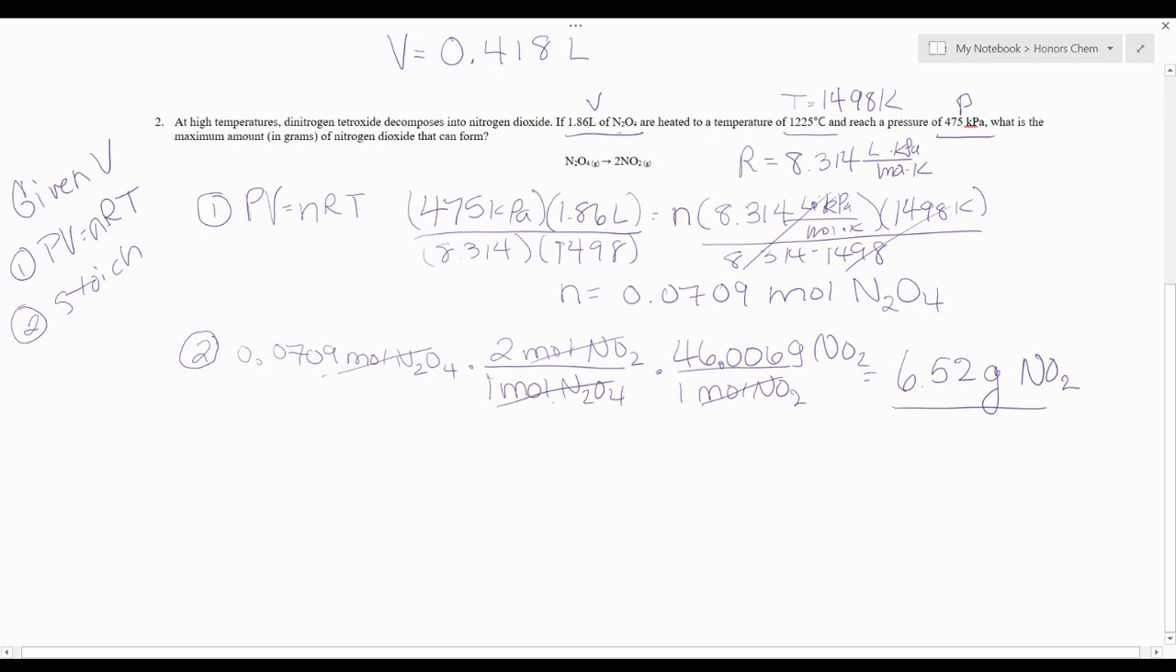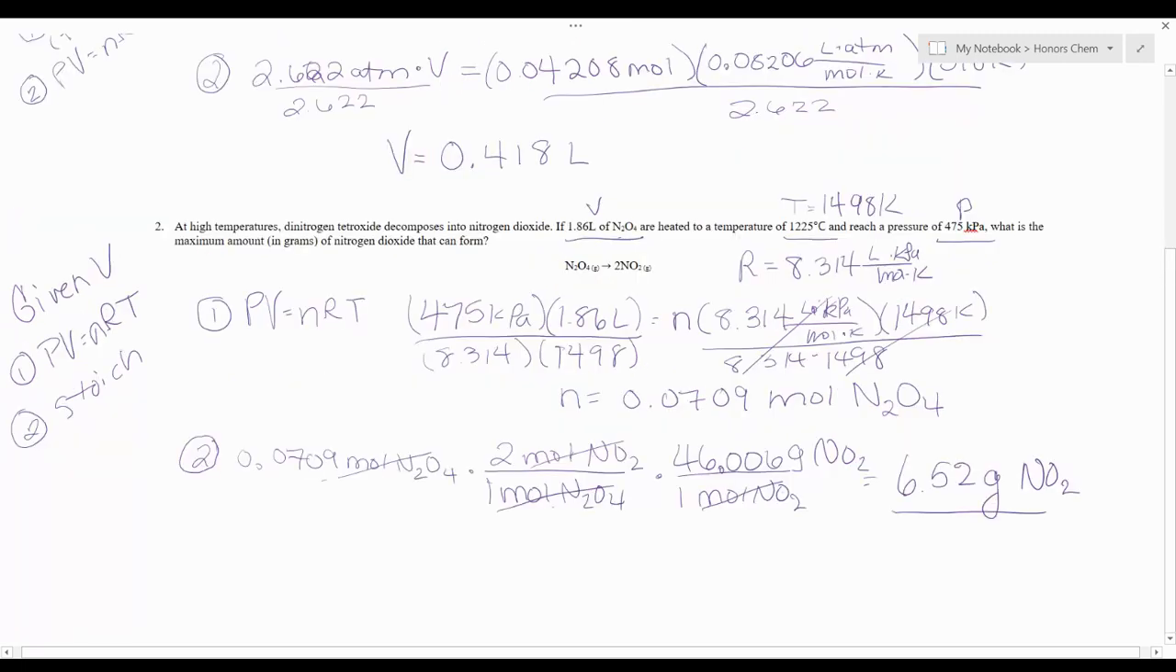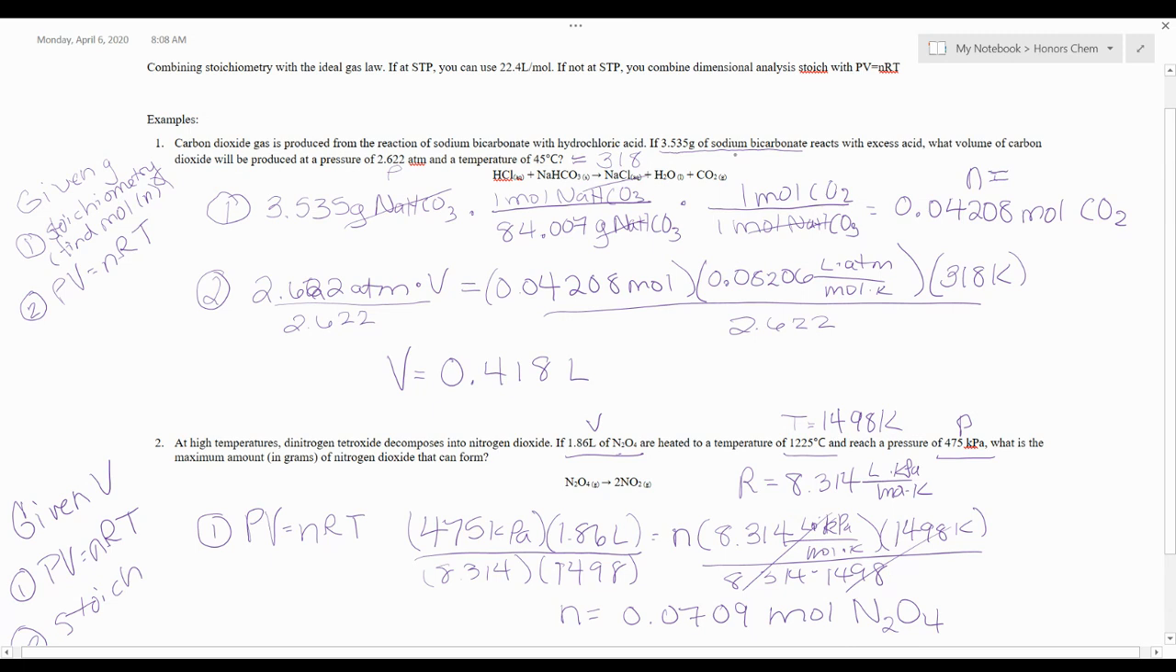So both of these things are things we know how to do. We know how to do stoich problems that look like this. We know how to use the ideal gas law. Gas stoichiometry is just putting those together. So either you're going to be given volume, temperature, and pressure when you do ideal gas law first and then stoichiometry, or you'll be given grams of something that's not a gas or not the gas you're looking for, and then pressure and temperature. In that case, you do stoichiometry first and then the ideal gas law. So that's how to solve these problems. And that's the end of the video.